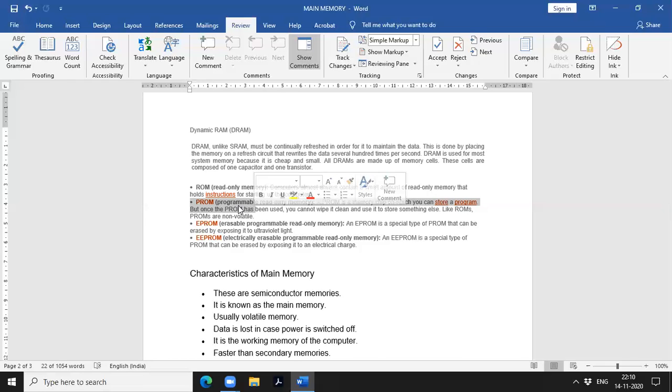Another example: take your smart TV. In a television you can increase the volume or decrease the volume. It is also a PROM, that is programmable read only memory.